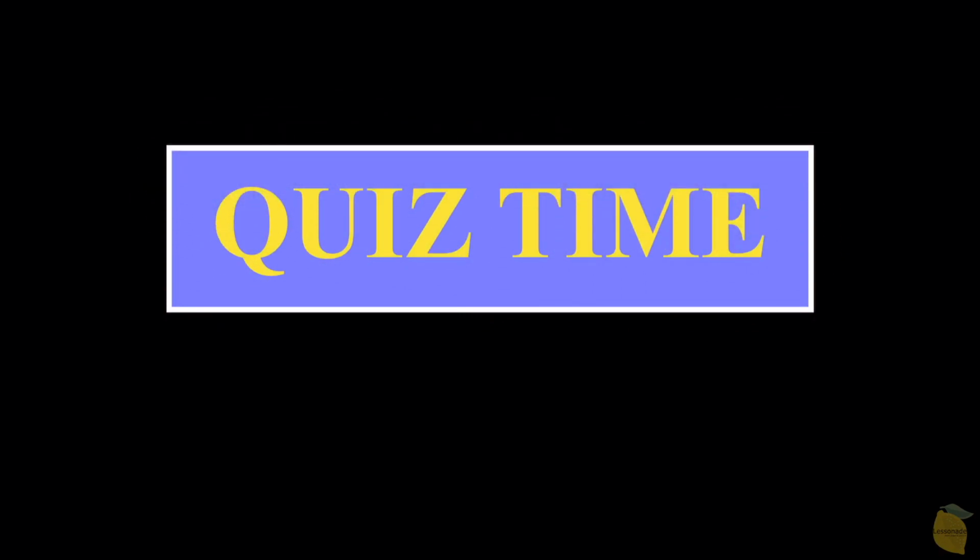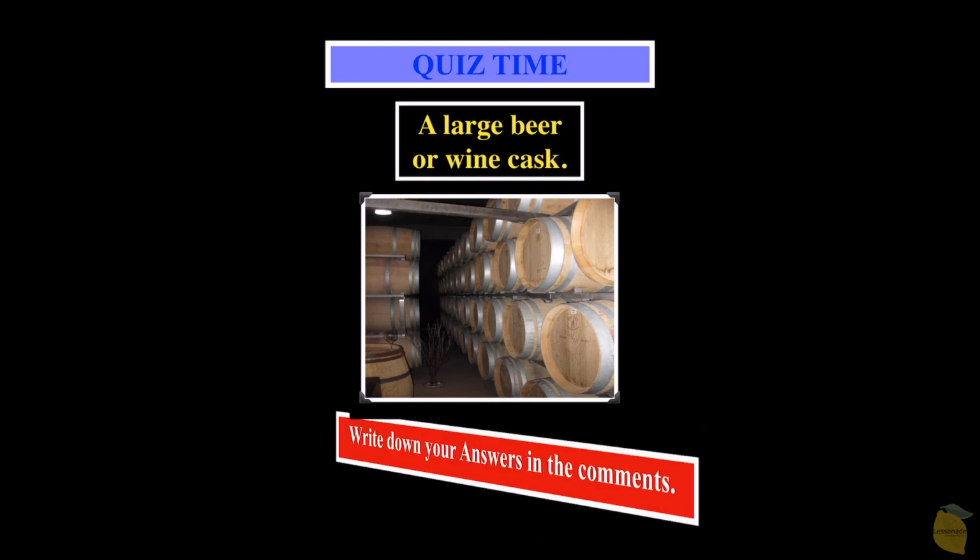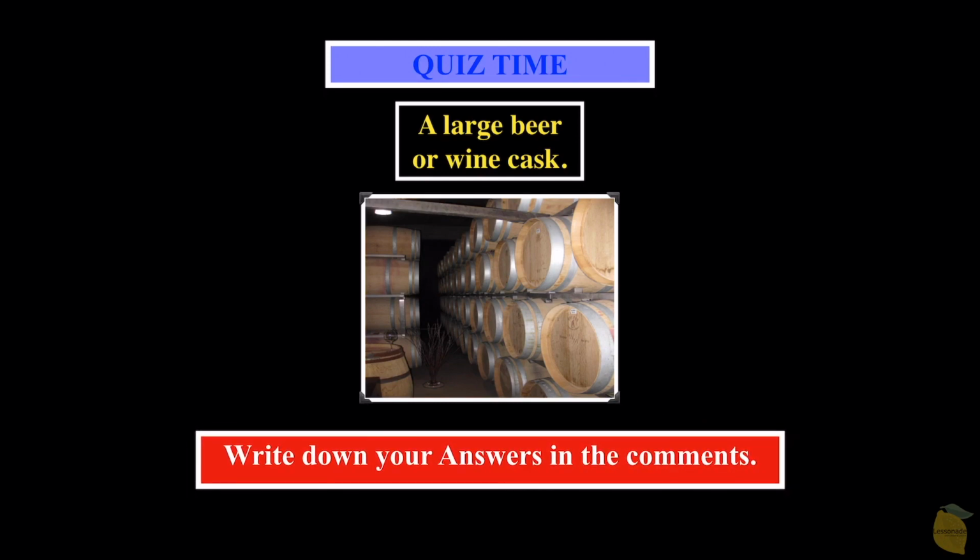Now we're at quiz time, guys, so be ready to answer in the comments below. Let's get started with our first one. The first one is a large beer or wine cask. In this picture we can see dozens of barrels of beer and wine in them. So once again, write your answers in the comments down below. Now let's go to the next one.